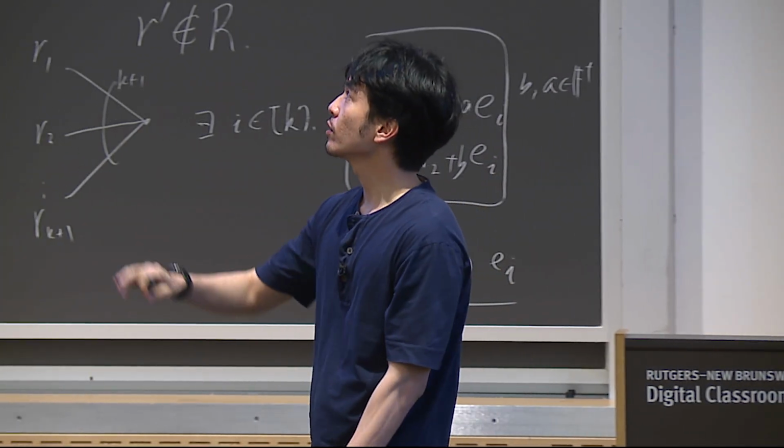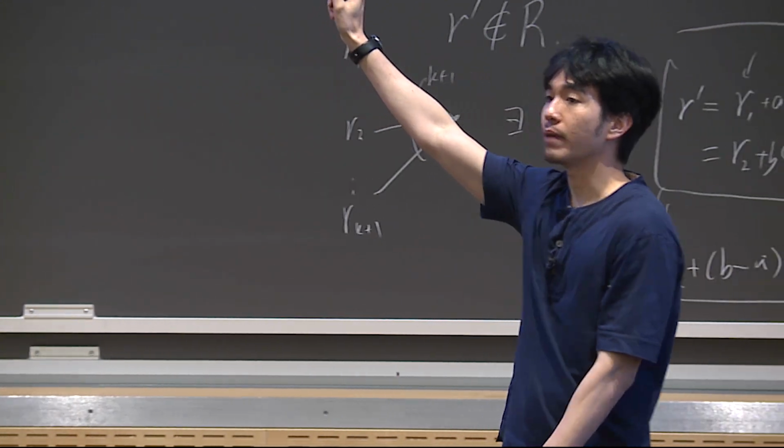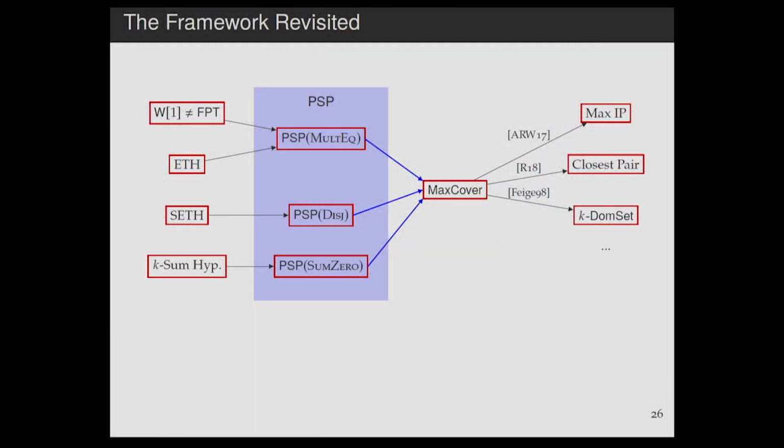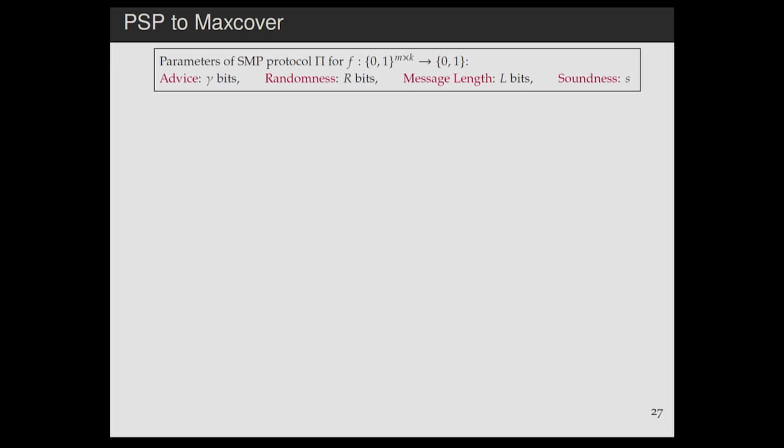Okay, so once we have the PSP form, now how do we reduce to max cover? This is exactly the same as in the K-sum hypothesis, but we can do it for any SMP protocol. And here is where I will state the parameter dependency. So let's assume that your advice is gamma bits, your randomness is R bits, message length is L. Then here is how you can construct the instance.